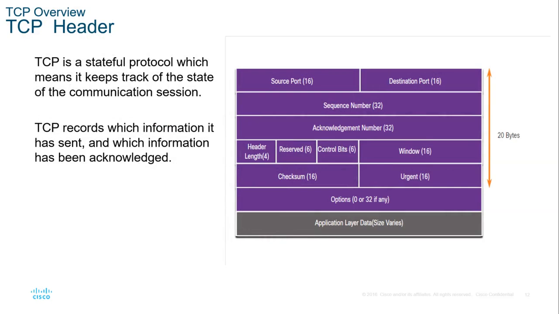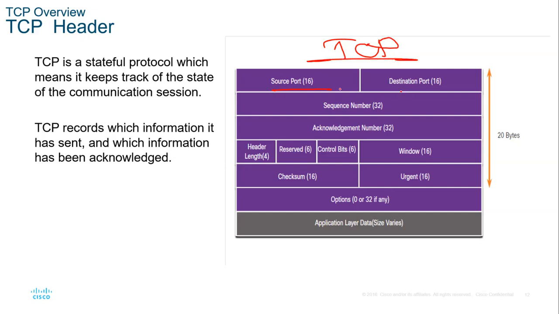TCP is a stateful protocol, which means it keeps track of the state of the communication. It records which information it has sent and which information has been acknowledged. For example, I've sent 1, 2, 3, but 1 and 2 are acknowledged and 3 is not, so automatically it has to resend. So this is the TCP header. What are the fields that are in the header?